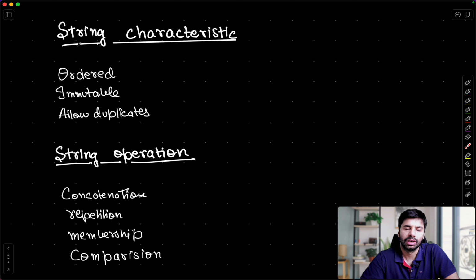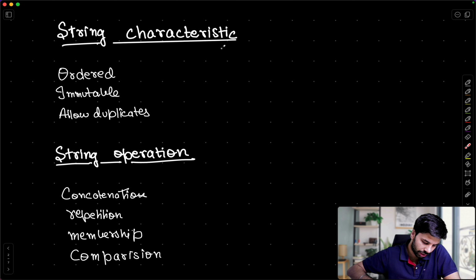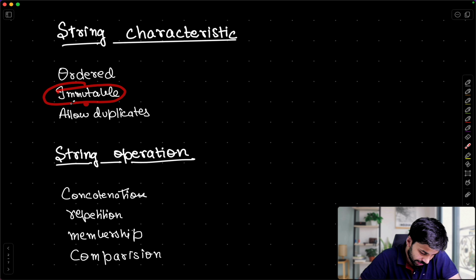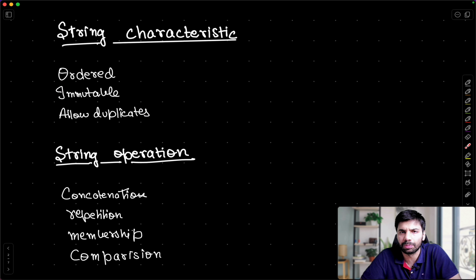Now let us move forward and see string characteristics. You already know that strings are ordered. Because they are ordered, we can do indexing and slicing on them, which we have learned very nicely in our previous videos. They are immutable and they allow duplicates; of course, we can have duplicate characters in a string. So these are the major characteristics.